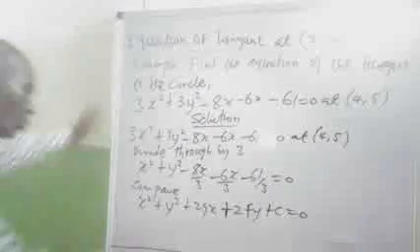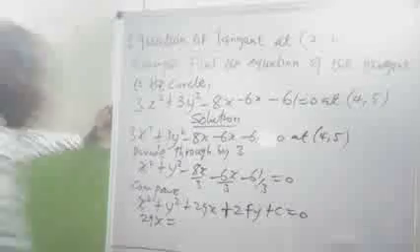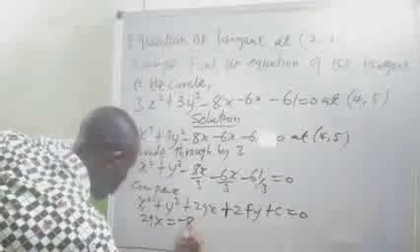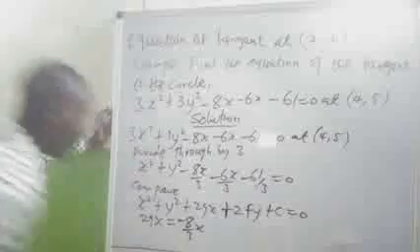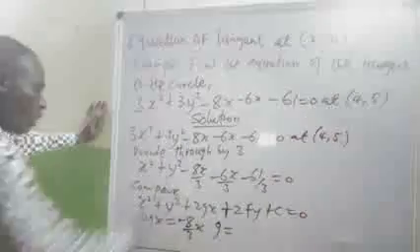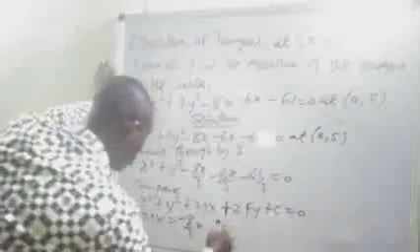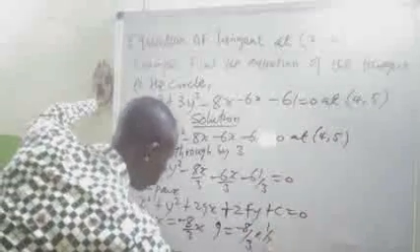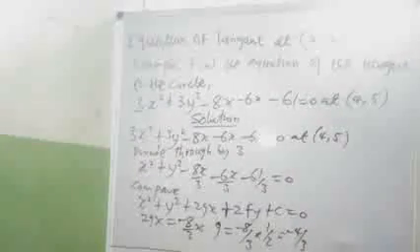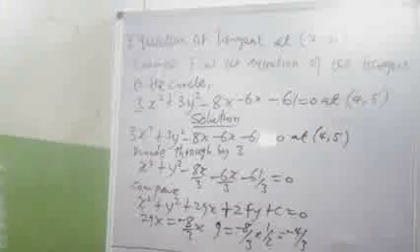So this implies that your 2gx will be equal to minus 8 over 3x. So our g here will be, x cancels x, 2 will come here, that will give you minus 8 over 3 times 1 over 2, which is minus 4 over 3. That is for g.